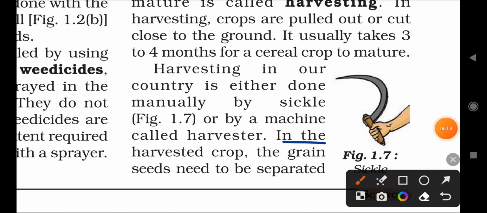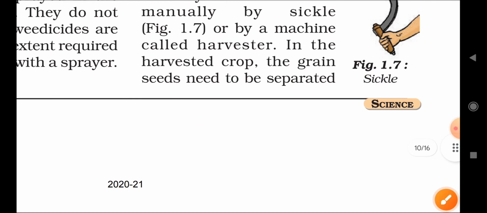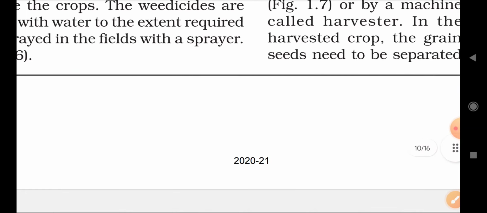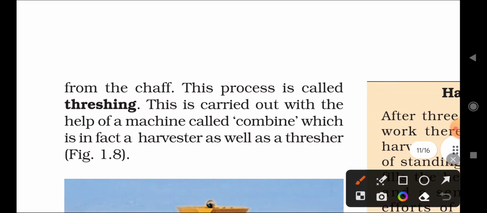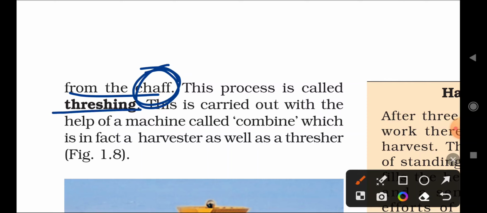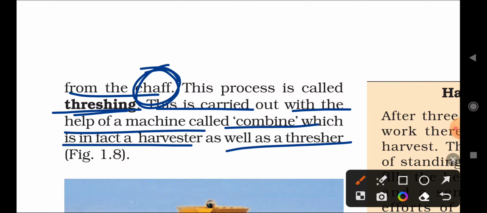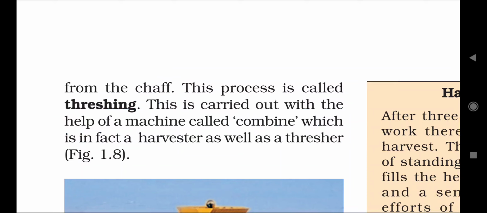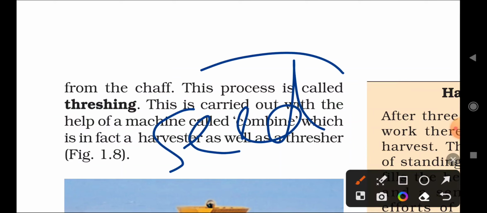In the harvested crop, the grain seeds need to be separated. After harvesting the crop, the grains should be separated from the chaff. This process is called threshing. What is threshing? The seed should be separated from the chaff. Chaff means the unwanted parts of the crop. This is carried out with the help of a machine called the combine, which is in fact a harvester as well as a thresher. For that purpose, the seed should be separated from the chaff.